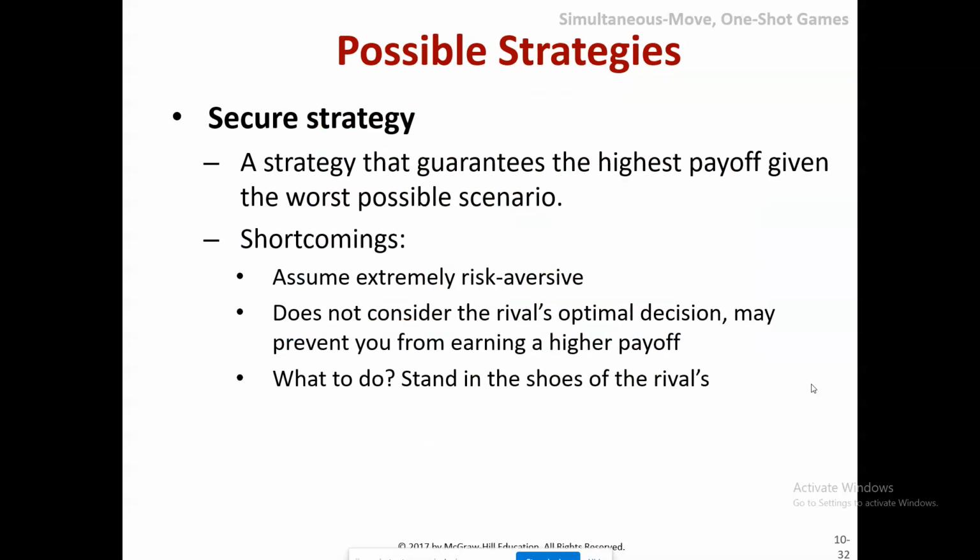The shortcomings of a secure strategy are that we assume players are extremely risk averse, and it does not consider the rival's optimal decision, which may prevent the firm from earning a higher payoff. What the manager needs to do instead is think of the best strategy after considering the rival's best strategy. There is an interdependence.